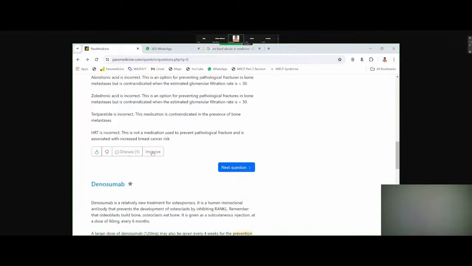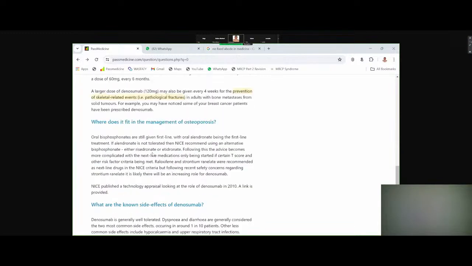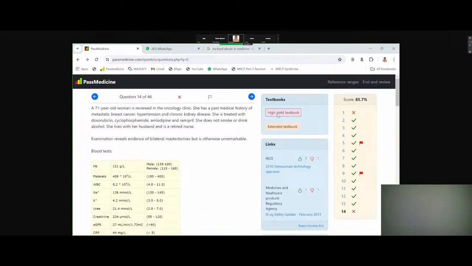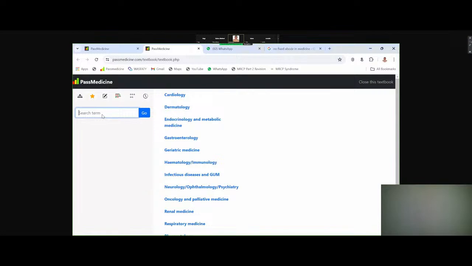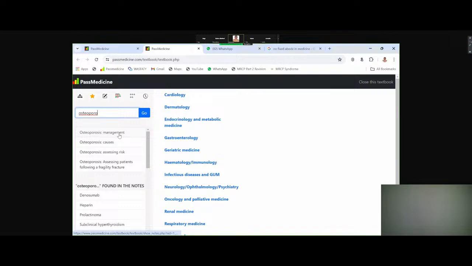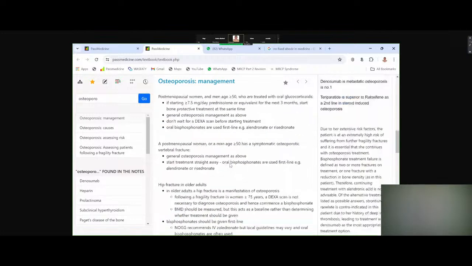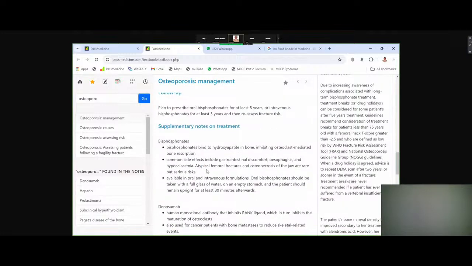But one thing I want to check: I think this is used in osteoporosis, isn't it? There was some side effect, one minute, I want to look at the osteoporosis management. Common side effects include GI discomfort, esophagitis, hypocalcemia, atypical femoral fractures, and osteonecrosis of the jaw, which are rare but serious side effects.